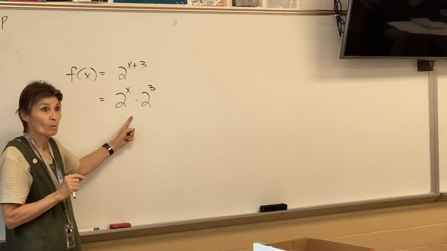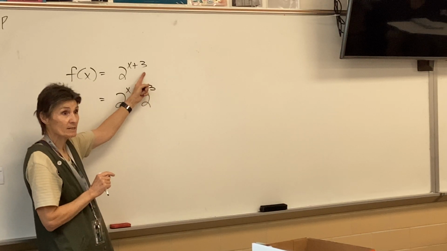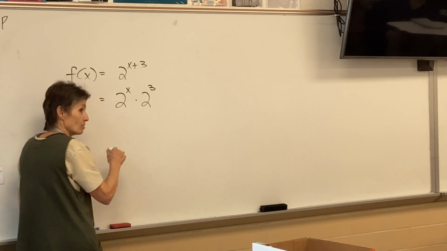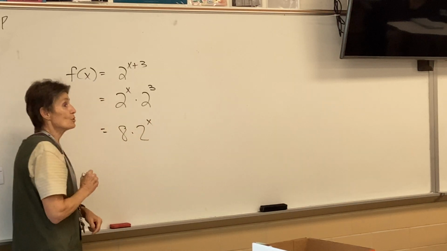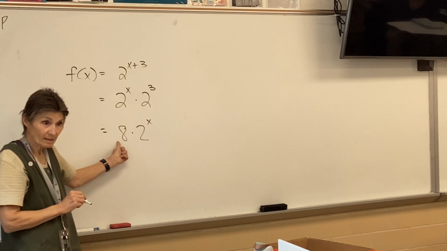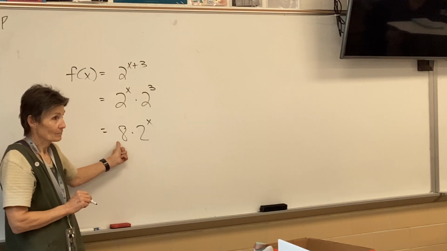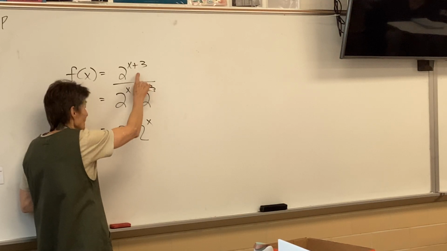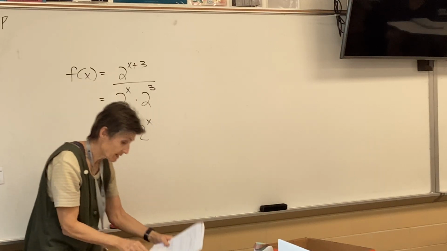Yeah, because when I multiply like bases, I add the exponents. And we all know that 2 to the 3rd is 8. So now I've written 2 to the x with a vertical dilation. So this was the original horizontal translation. We rewrote it with a vertical dilation. All right, can you do B?